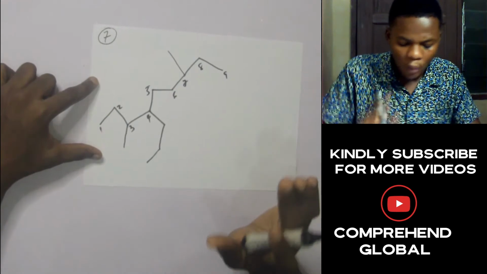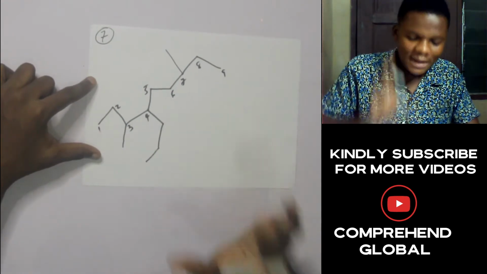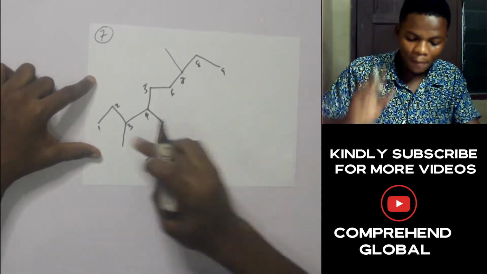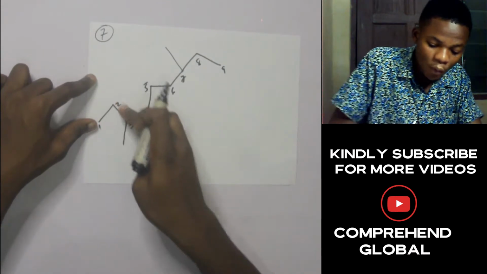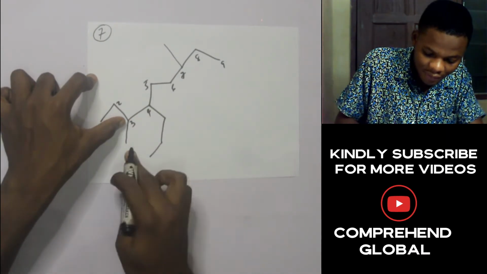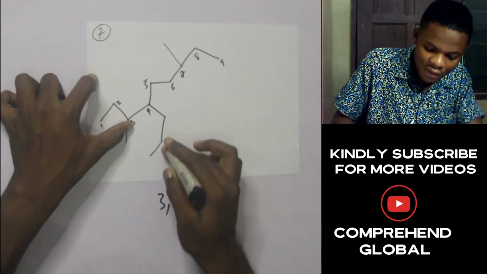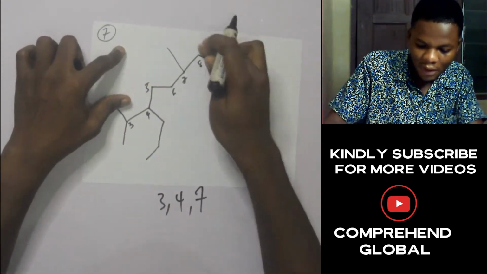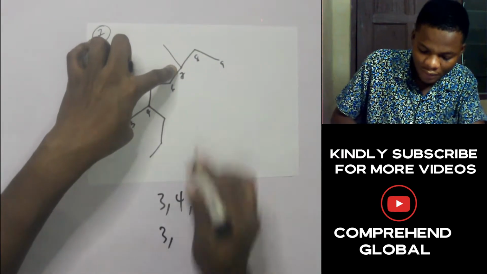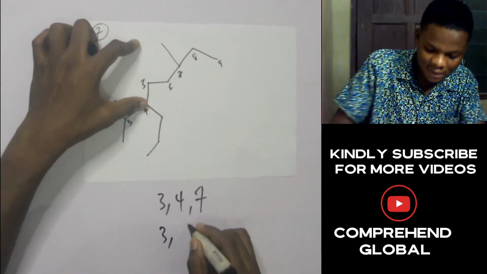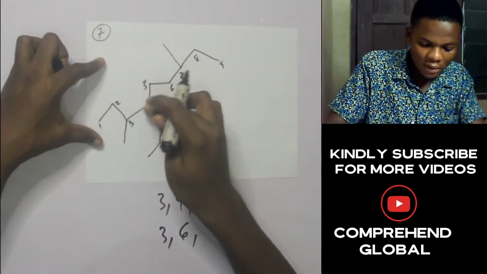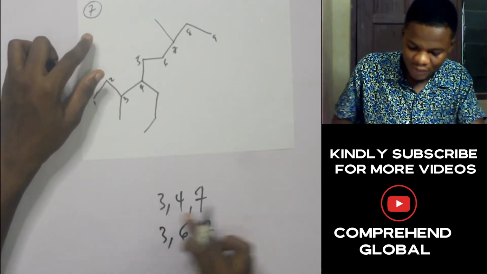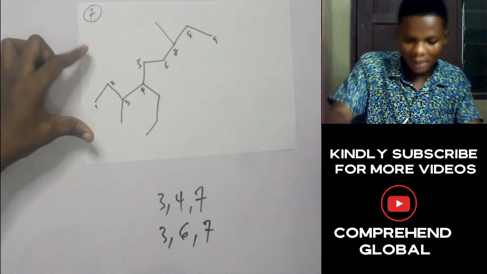And where do we number from? Where is the appropriate place to name from? If you name from here, 1, 2, 3, we have a 3 substituent, we have a 4 substituent, and we have a 7 substituent. What if you number from here, 1, 2, 3, we have a 3 substituent, 4, 5, 6, we have a 6 substituent, and 7. So I think this is much lower than this, so I think we numbered right.